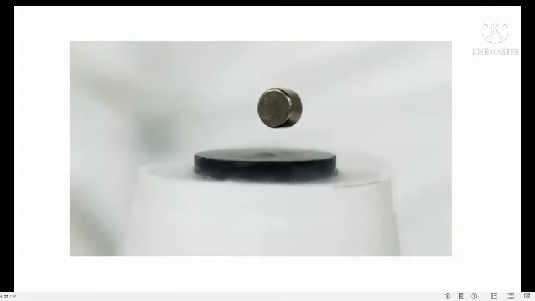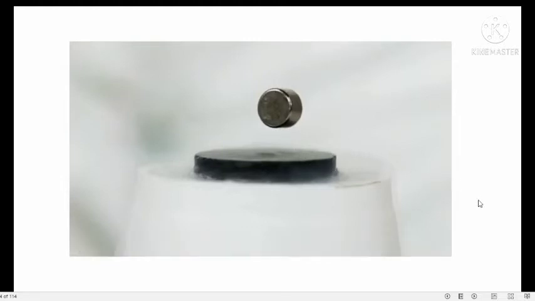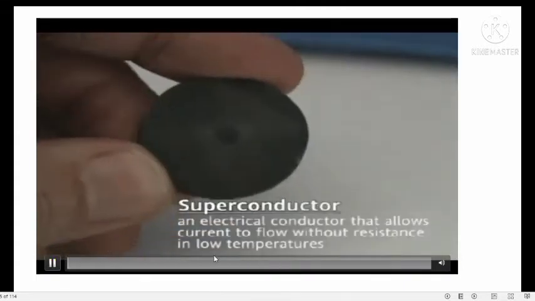Okay, so that one is about superconductors. So until now, we still cannot find a superconductor that can function at high temperature. So we need to cool down to a very low temperature to function as a superconductor. Okay, you watch this video. This one will explain how superconductors work.